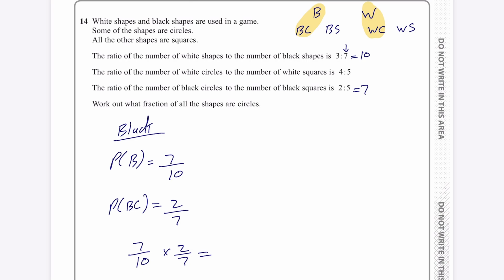So we can do a little bit of cancelling out here. There's a 7 there, we can cancel that out. And that becomes 2 over 10. You don't have to, you can multiply all across. It'll simplify to the exact same thing.